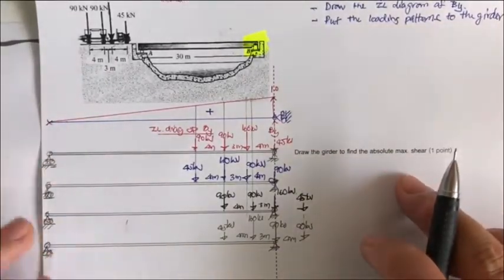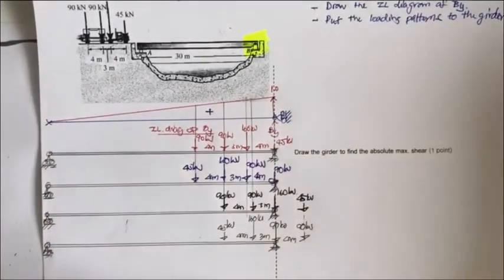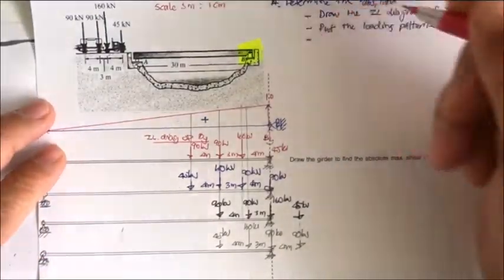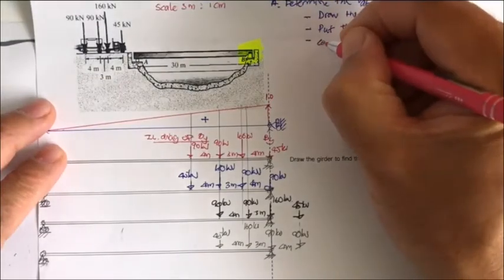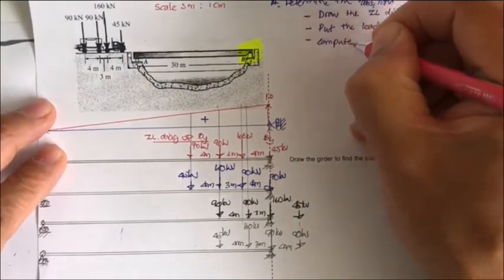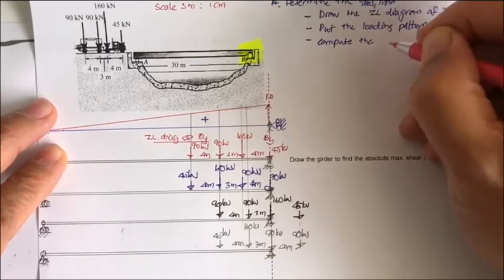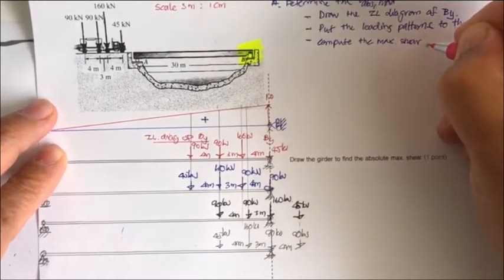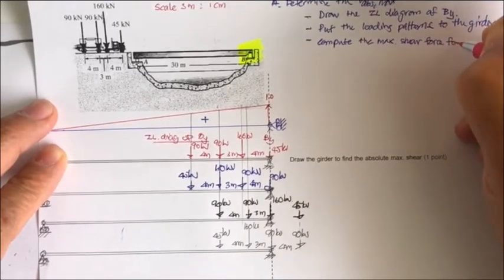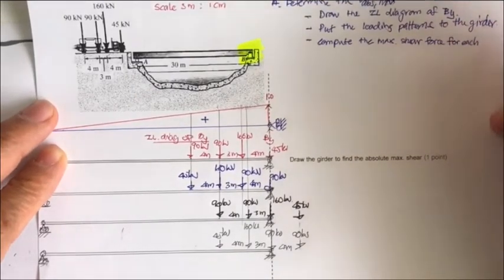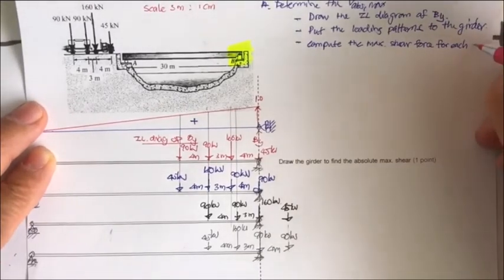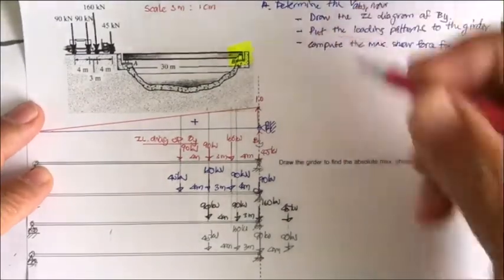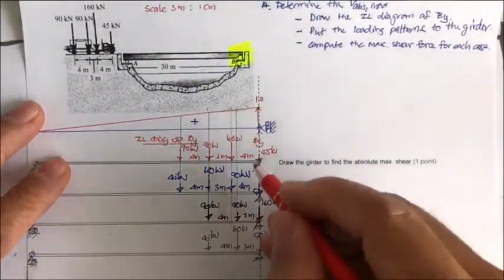We have 4 cases, and then the next step is to compute the maximum shear force for each case. For each case, we have a total of 4 cases. So case 1 is here. Let me put it in red. Case 1.